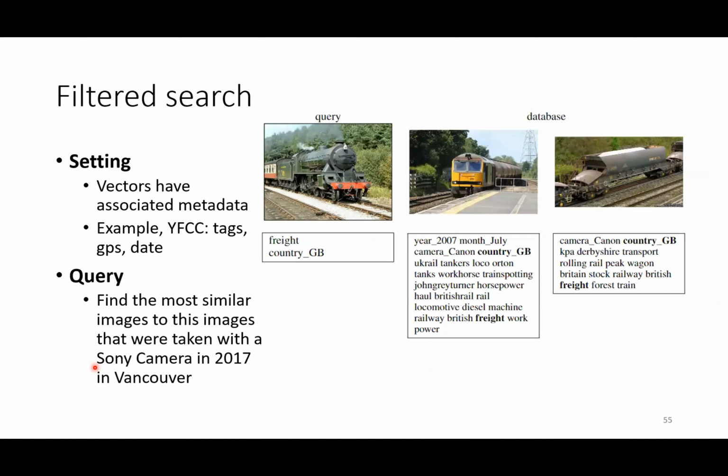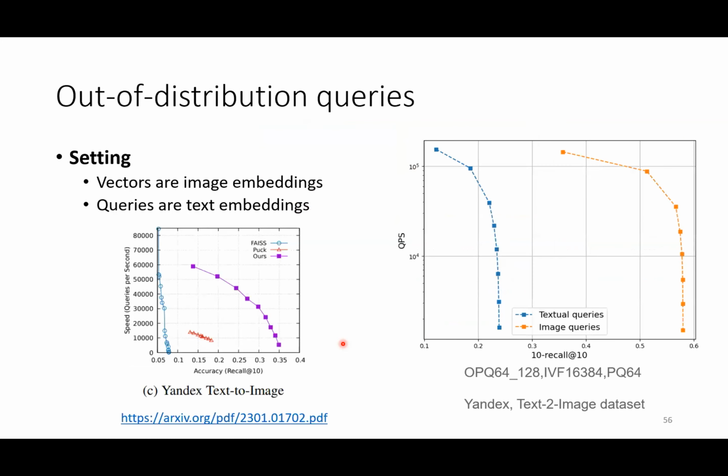And then, just to finish, there are other settings, and those are really research questions. One of them is filtered search, where you have vectors and you have associated metadata, like from YFCC. And the query is now, give me the most similar image, but give me one where I used a Sony camera in 2017, and it's actually in Vancouver. If you have these filters, everything becomes much more difficult.